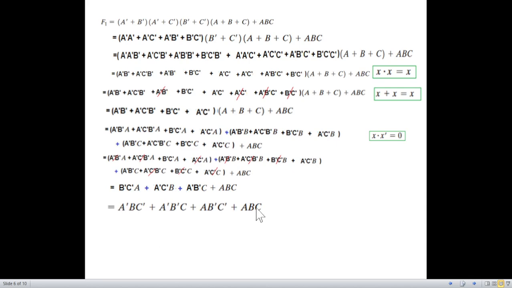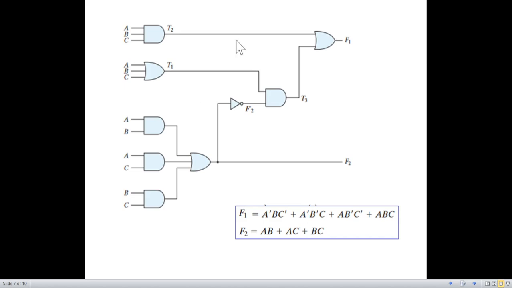So ABC, so this is the answer for F1. So our final answer will be F1, this value, and F2 we had already found. So this is the answer. And therefore we can say that for this circuit, the output is as shown here, F1 and F2.